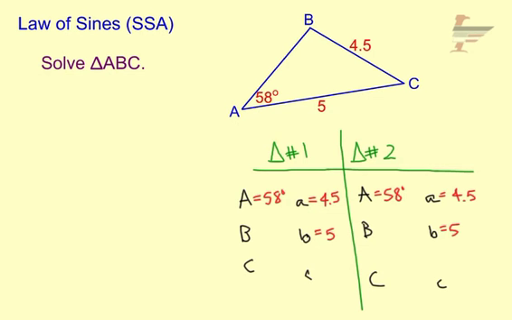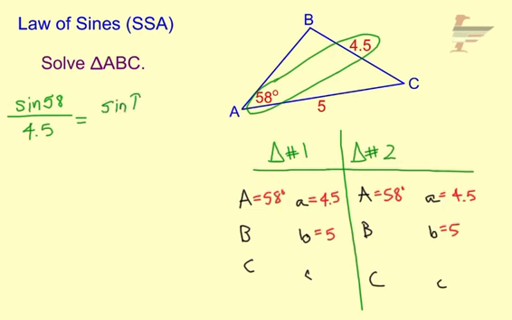So that's our first thing. We're going to assume that we have 2 triangles. We have identified the information in both. Now we're going to go ahead and just start solving the triangle. We notice that we have our angle and opposite side combination. That means that we can use law of sines. So we start out by saying sine of 58 degrees over its opposite side of 4.5 is equal to sine of angle B, because we have side B, which is 5. From here we cross multiply.